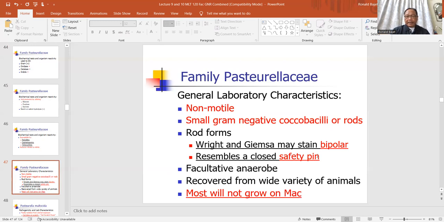Another distinction from the Enterobacteriaceae: all the gram-negative rods of Enterobacteriaceae will grow on MacConkey. Pasteurella species will not grow on MacConkey. Okay, it's weird because it's a gram-negative rod. You think gram-negative rod, take it to MacConkey. Well, nothing's growing because Pasteurella will not grow on MacConkey.